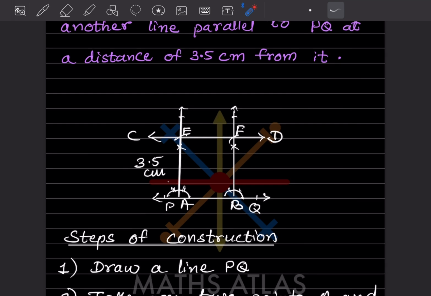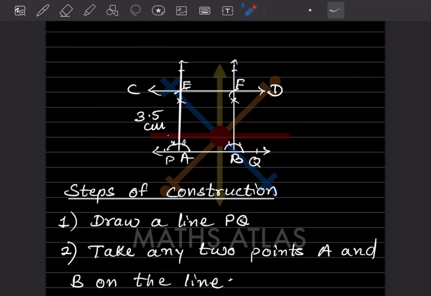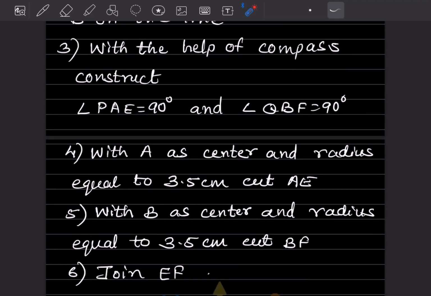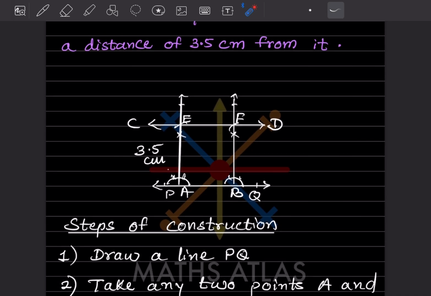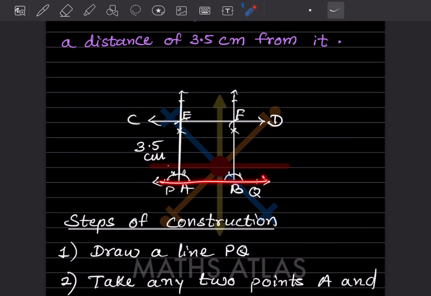So this is the construction. Now let us see the steps of construction. First thing, we will draw the line PQ. You can take any distance and draw a line PQ. Then you will take any points on PQ, which I have labeled as A and B.